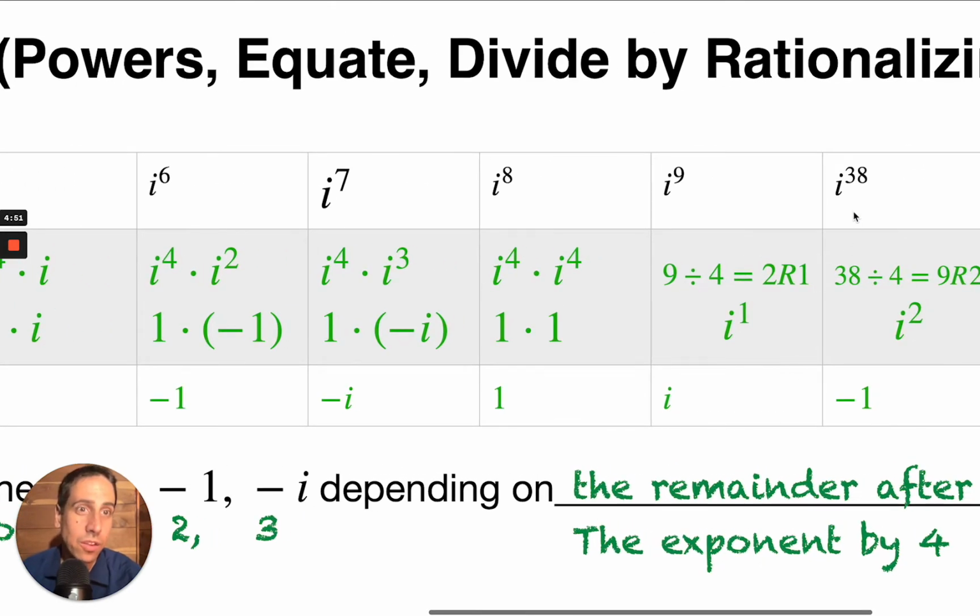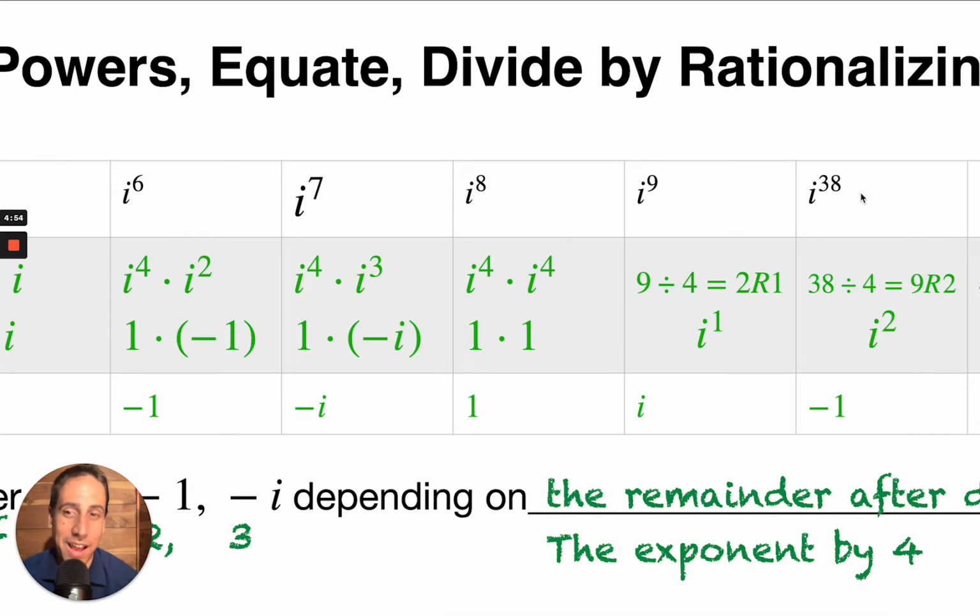So, i to the 38th. I'm not going to write out 38 i's. There's a better way. There's an easier way. I can say 38 divided by 4 is 9 remainder 2. Because I divided by 4, I'm going to know that there are 9 groups of i to the 4th, which all just equal 1 when you multiply them. And there's going to be 2 left over. The remainder is 2. So really, you've got to focus on the remainder, and you can say that i to the 38th is the same thing as i squared, which is -1.